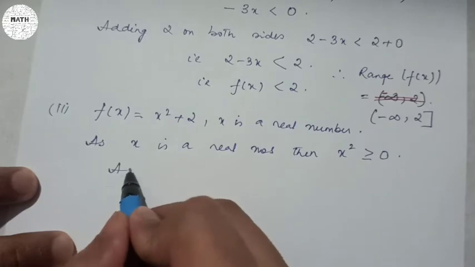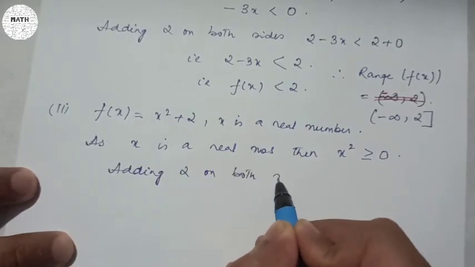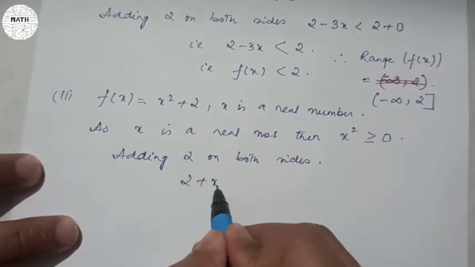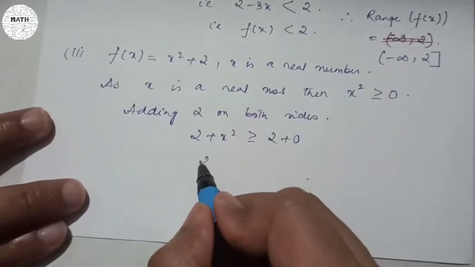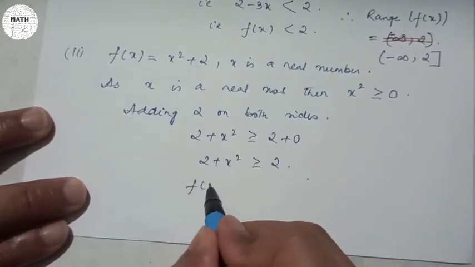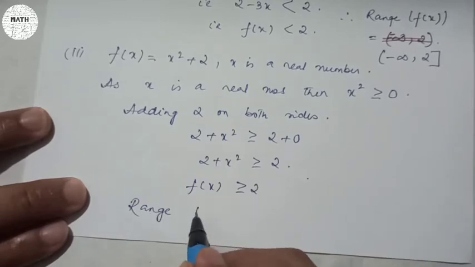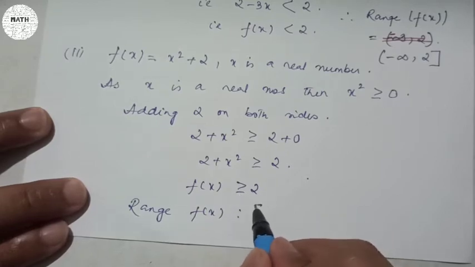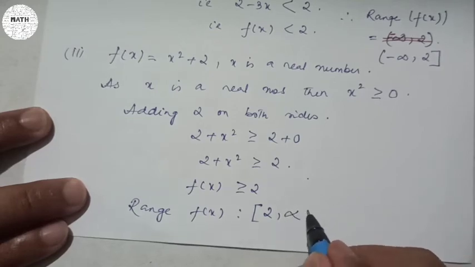Next, what I can do, adding 2 on both sides. So if I add 2 on both sides, what will we get? 2 plus x squared greater than or equal to 2 plus 0. So that will be 2 plus x squared greater than or equal to 2. That is your f of x greater than or equal to 2. So therefore range of your f of x greater than or equal to 2, it means now there is an equal to sign. So 2 and goes beyond, right, till infinity.